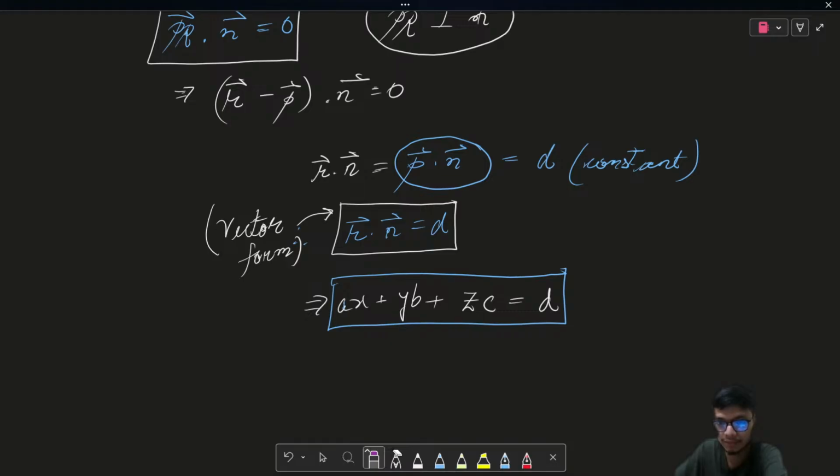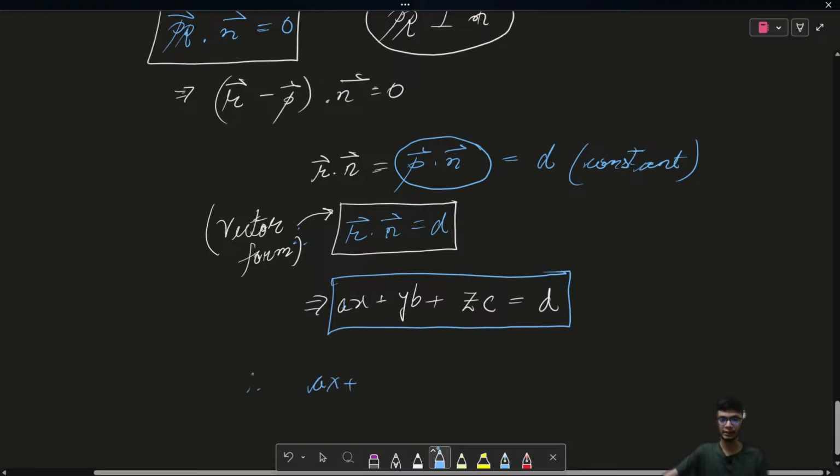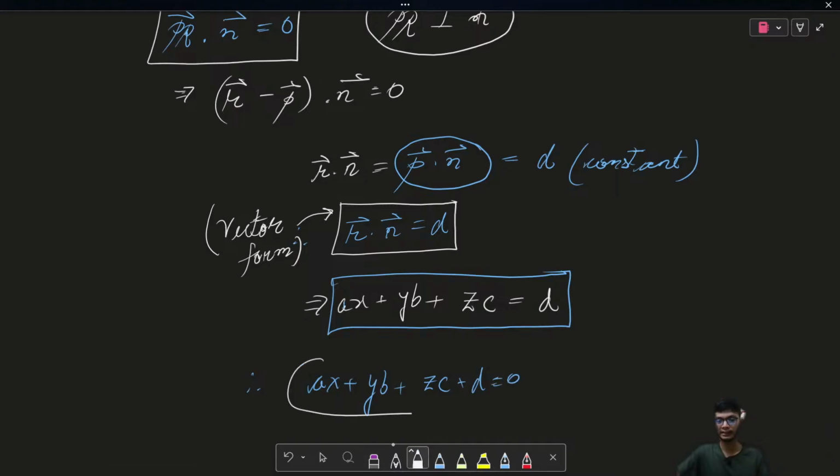Is this part clear to all of you? So this is the Cartesian form of writing the equation of a plane, right? That linear equation that you solved in your chapter of determinants is nothing but the equation of a plane.